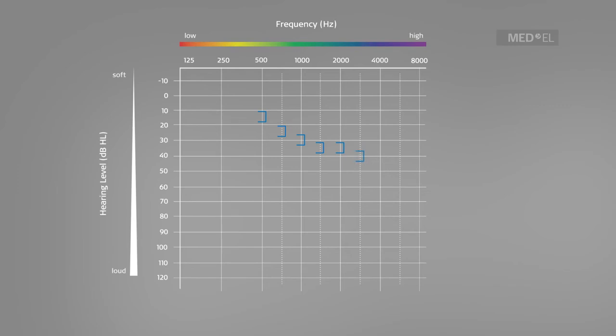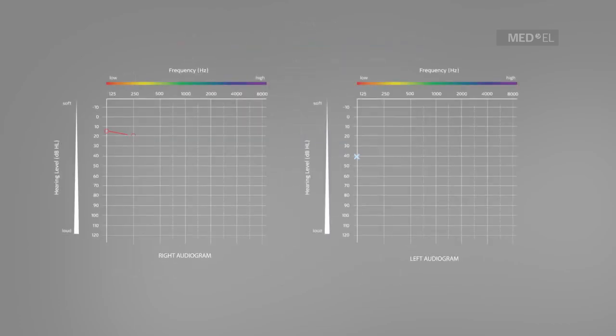In a bone conduction test, a right-angled bracket is often used to identify the right ear, and a left-angled bracket is used to identify the left ear. A triangle can be used to represent either ear.